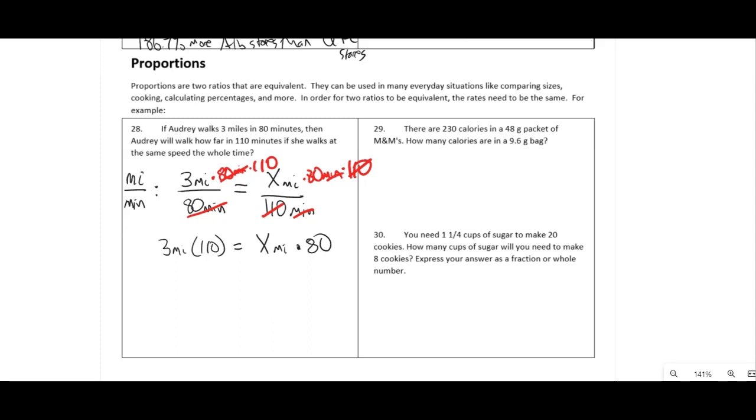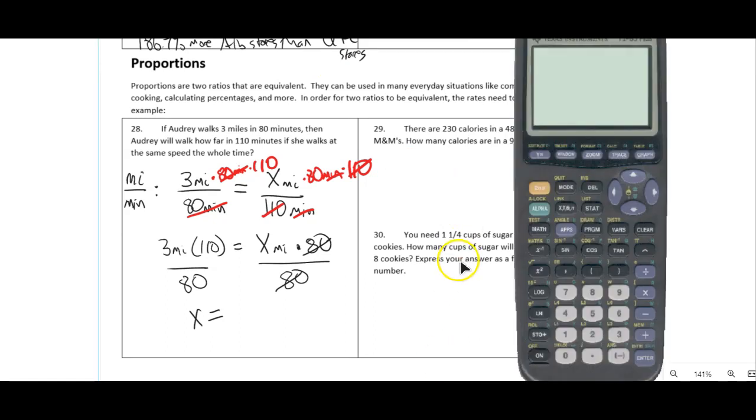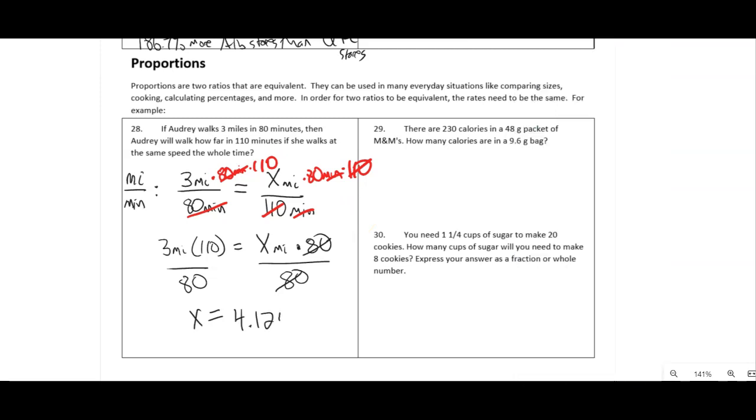We can now solve for X by just dividing by 80 on both sides. We get X equals, and it'll be X miles, 3 times 110 divided by 80. This gives us 4.125. Does it have any rounding information? It does not, so we don't round this problem. 4.125, and again, X is miles. That's how far she will walk if she continues at the same pace that she did in the previous part of her walk.